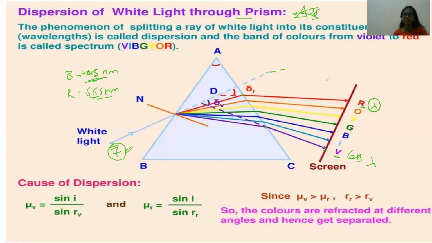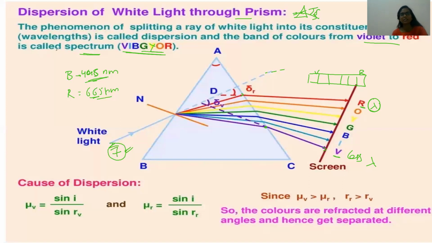Suppose you put a screen here, on the screen you will get different colors: one color, second, third, fourth, like that, starting from V to R. So you get a band. The spectrum is the band of colors from violet to red. The spectrum will be in the order of VIBGYOR. Remember this word: violet, indigo, blue, green, yellow, orange, red.